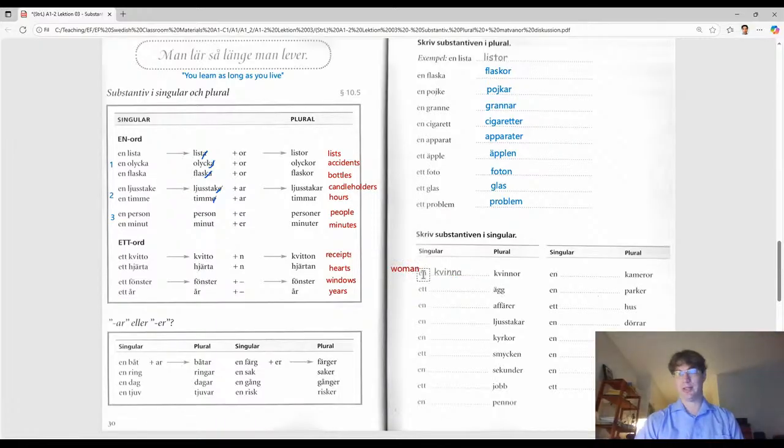Right, and it's actually connected to queen. That's why they have the name of a queen for queen in English. It comes from the Nordic word kvinna.